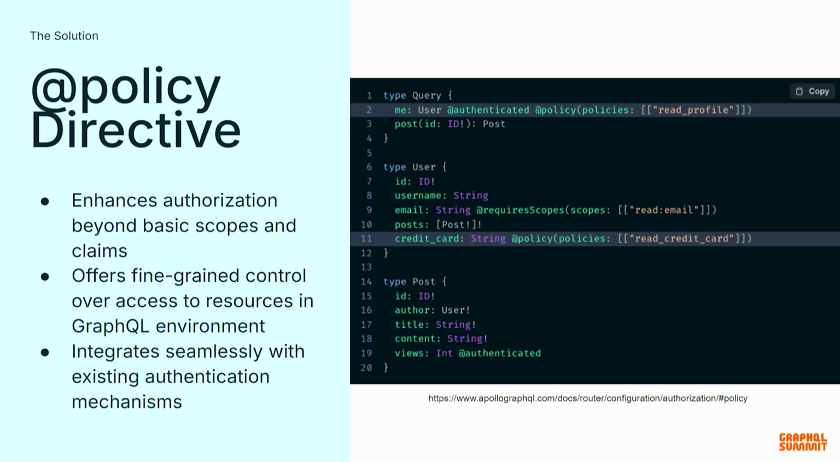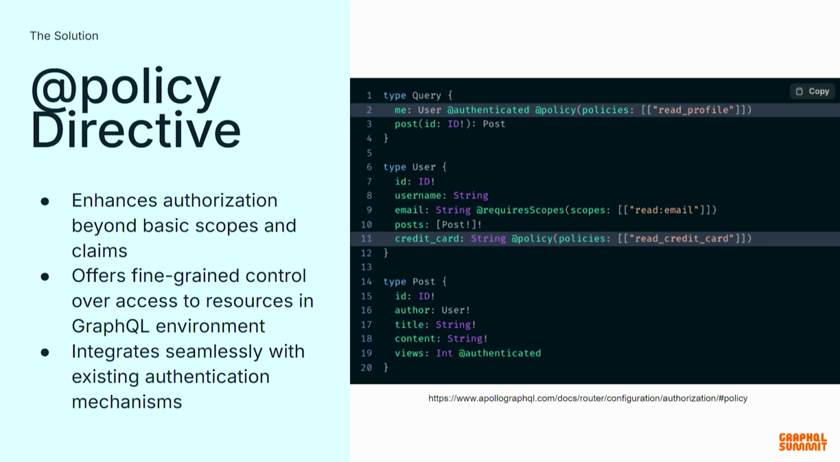So here is a screenshot of a sample GraphQL schema. You can see that we have defined two @policy directive policies. One is read profile and another is read credit card. Read profile we have defined at the policy level, and read credit card is at the field level, credit card.